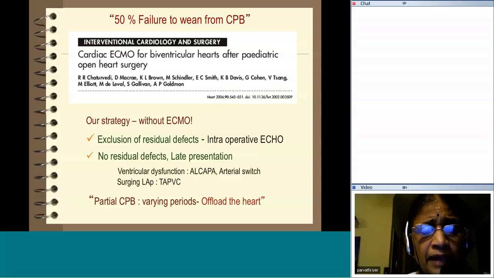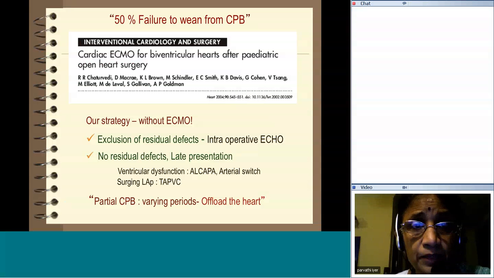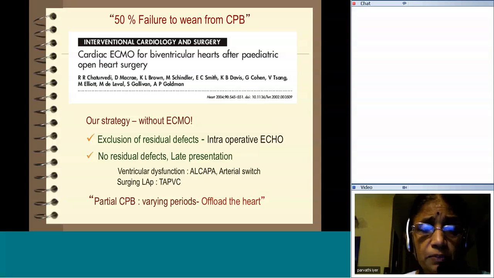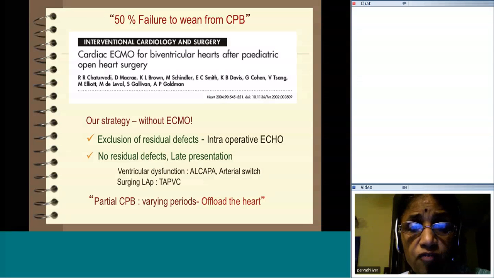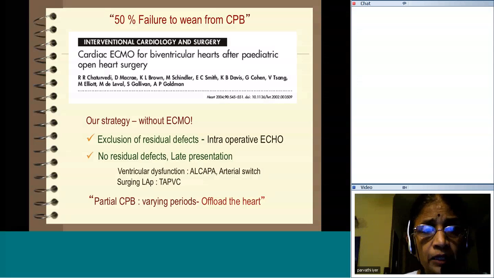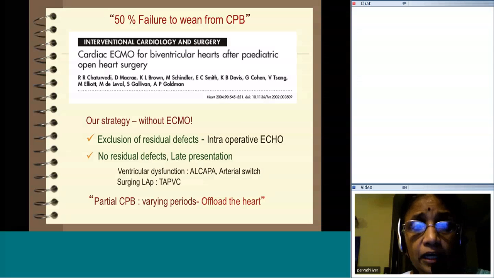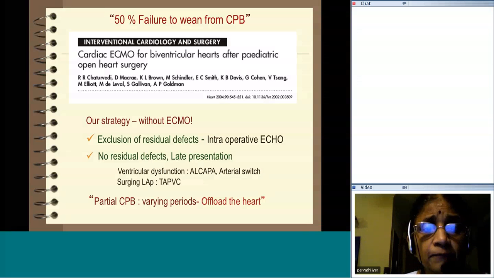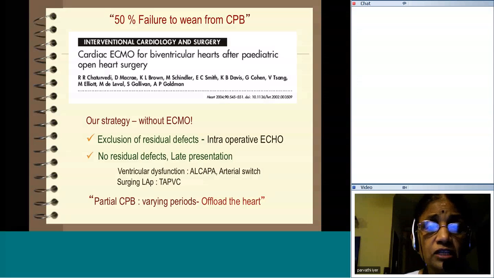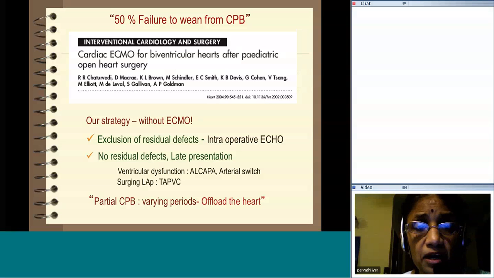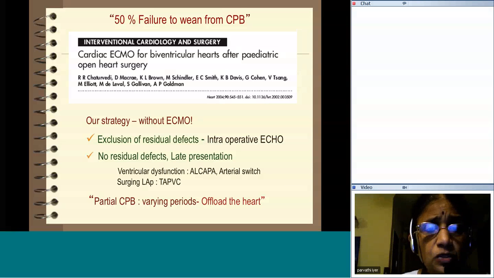Now we are going to look at a series of cases and see how we address them. I draw your attention to this paper which was published from Great Ormond Street in 2004 in the journal Heart, and that looked at cardiac ECMO for biventricular failure after pediatric open heart surgery. And what Chaturvedi and Macrae showed was that 50% of this occurred due to failure to wean from cardiopulmonary bypass. So does this happen?